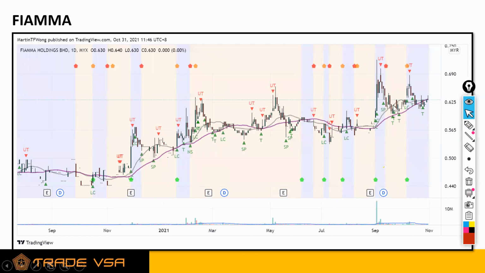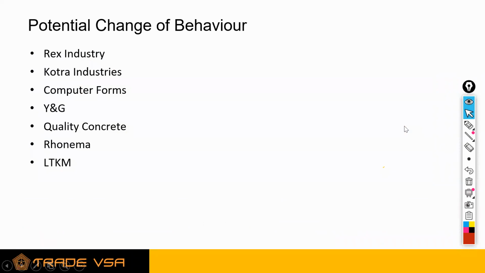So Fiamma, probably is worth to pay attention, but let's see how it goes for a few more weeks. Currently I think the candle is still a bit illiquid. Hopefully we'll have more.